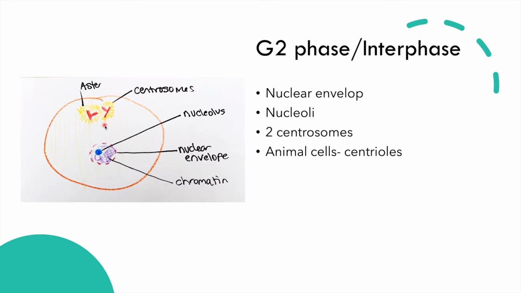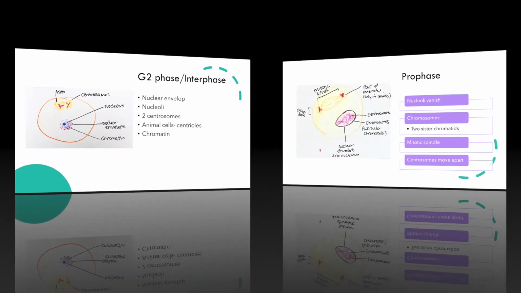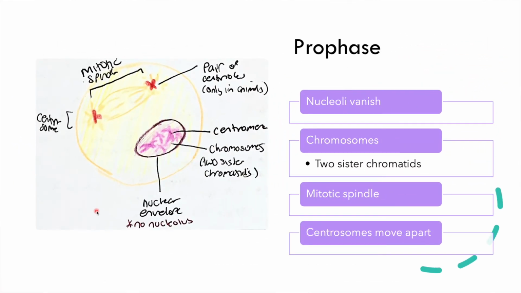Plant cells have centrosomes but no centrioles and can still form the spindle structure. Recall that centrosomes are the microtubule organizing center. The genetic material is in the form of chromatin, uncondensed. The first stage of mitosis is prophase.